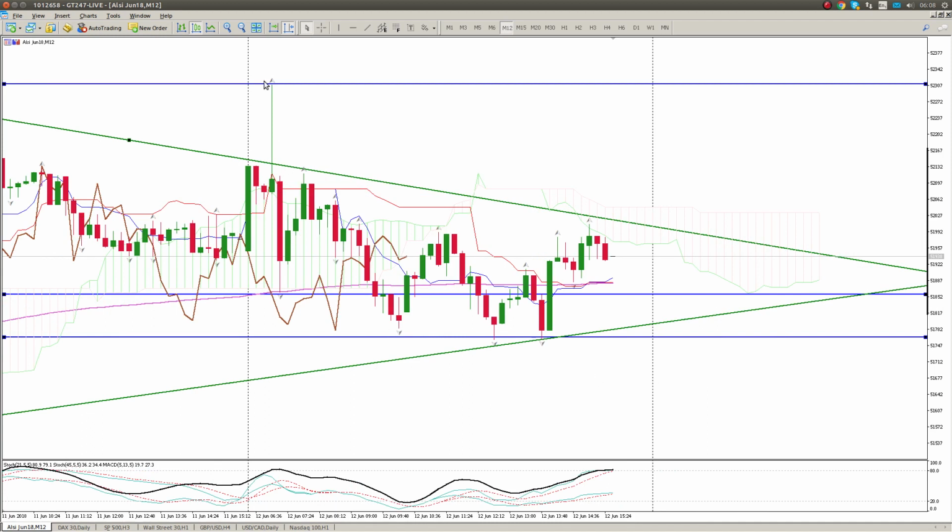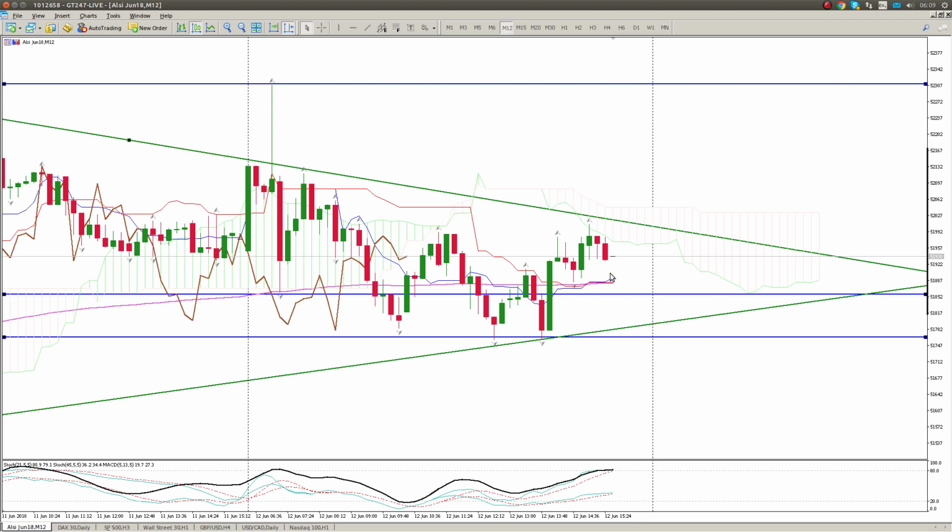Okay, so this could be a fake out, this massive rejection bar that we had here yesterday. So this could be a fake out of the triangle, and the break is going to happen to the downside. So that's kind of where my bias is at the moment, but be cautious of a bias.